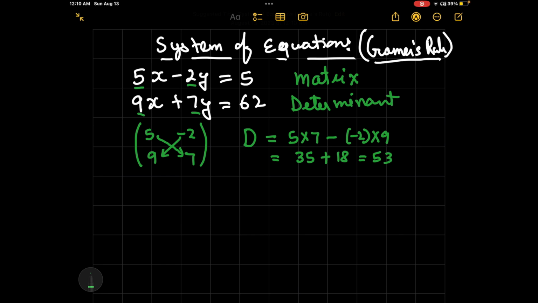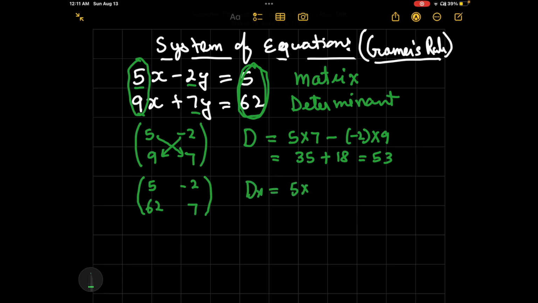Okay. Now, if we want to calculate the value for x, we make a different kind of matrix and calculate its determinant. To make this matrix, since x is the first variable that appears here, we replace the numbers in the first column with the numbers on the right hand side. We replace these numbers by these numbers. So 5, 9 becomes 5, 62. And here this remains the same, -2, 7. Now we calculate a determinant. This one we call dx.